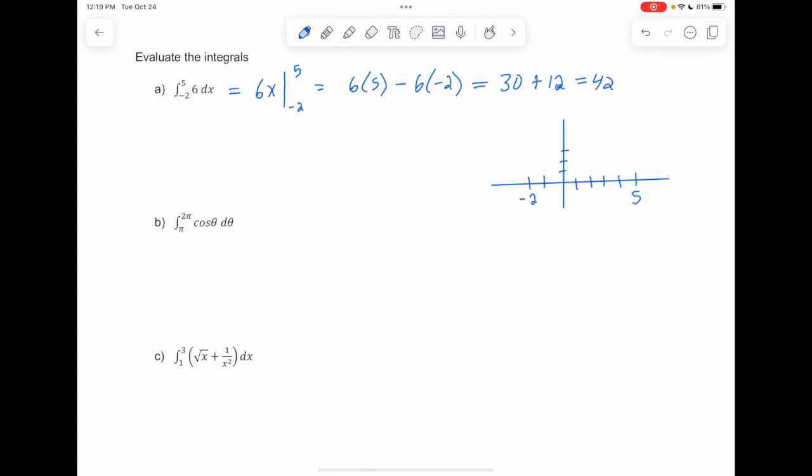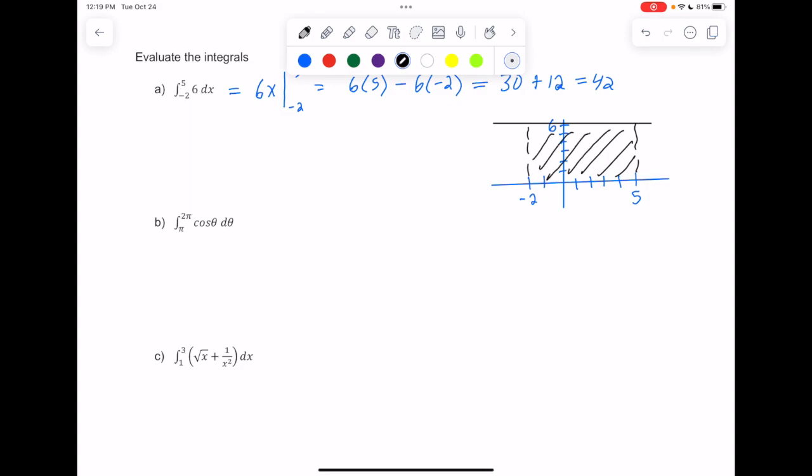So 1, 2, 3, 4, 5, 6. And draw the graph in there. So something like that. And we're going from -2 to 5. So it should be the area underneath that we're getting. And this is 6 units high by 7 units wide, which would be 42. So since this one is a nice, easy shape, we can test it with area, and it seems like it's working out.